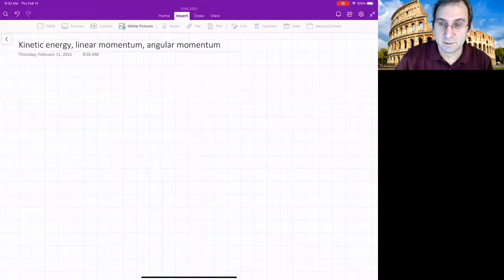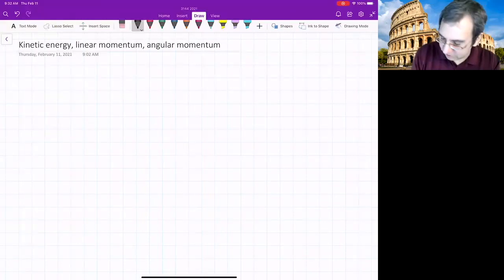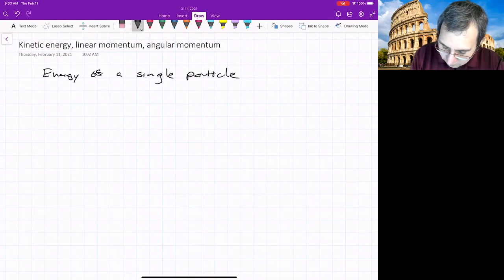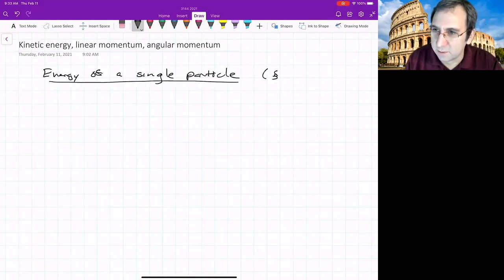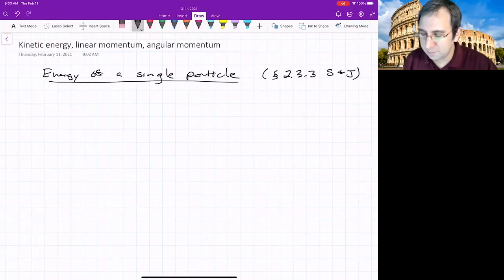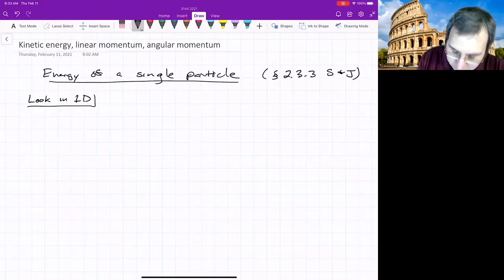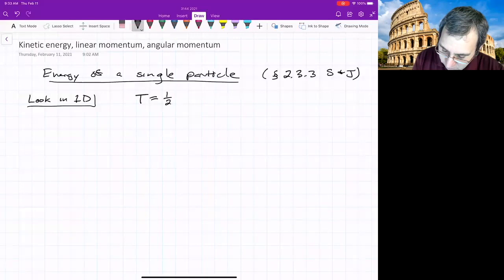So first, let's talk about energy. Actually, both energies. It's not just kinetic energy. This is energy of a single particle, and I guess this is section 2.3.3. So often you'll be just told this is what kinetic energy is. Kinetic energy is 1/2 mass velocity squared. So let's first just look in 1D, and most of this stuff carries over to 3 dimensions. So many books will just define it. Kinetic energy, 1/2 mass times the velocity squared.